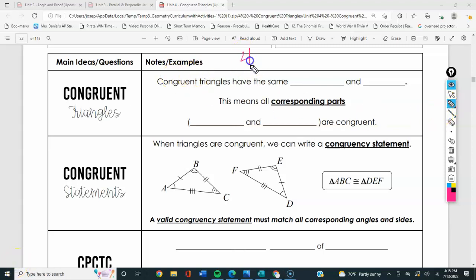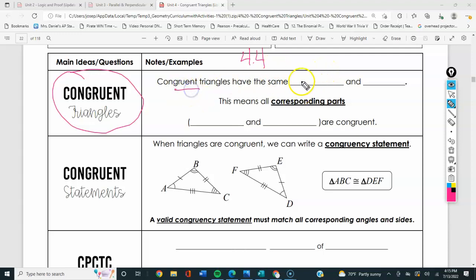Today we are looking at 4.4, congruent triangles. Not triangles. That's what you do after you take a test that you didn't prepare for. Anyway, I digress. Alright, what are congruent triangles?